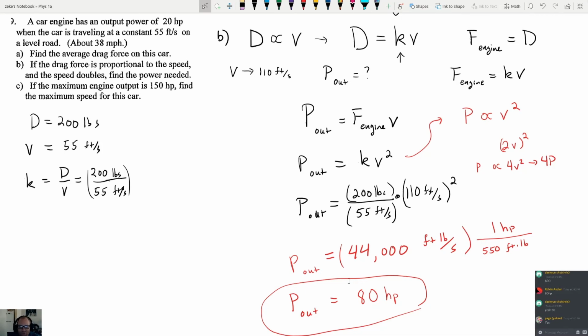Well, I'll let you all solve the last part. It says, if the maximum engine output is 150 horsepower, find the maximum speed. You can just use this equation right here and solve for speed, basically.